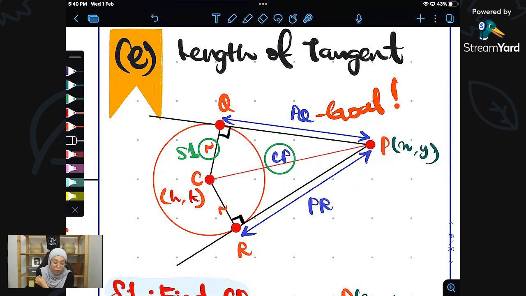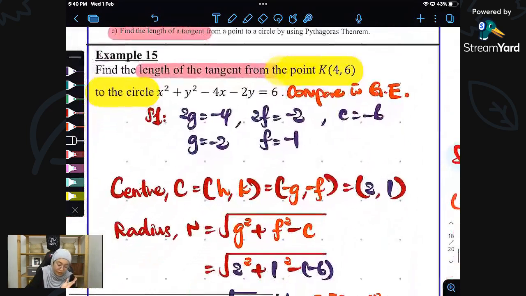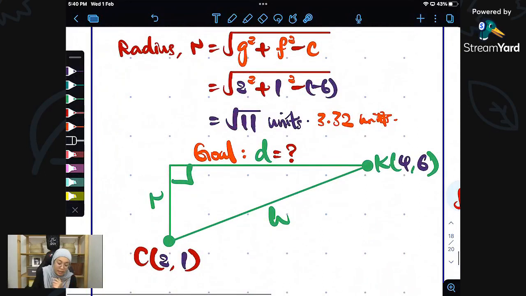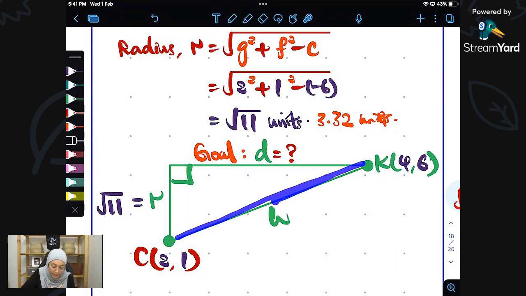But you don't have to follow the name CP anyway. I use a different letter here. My radius is the square root of 11, or 3.3 centimeters or meters, whatever. And the length of the CP just now, I denote it as h. I use h, it's easier for me anyway. So I need to find this h first.